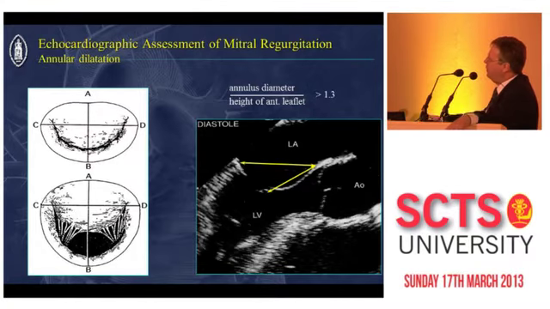This can be easily done in that view. You can make both measurements from that view, make that calculation, and tell whether or not the annulus is dilated.